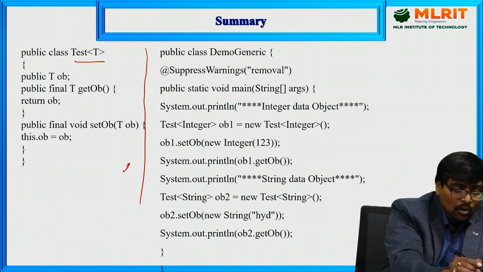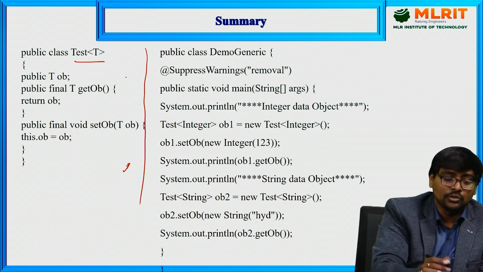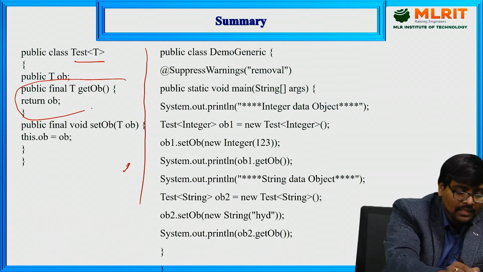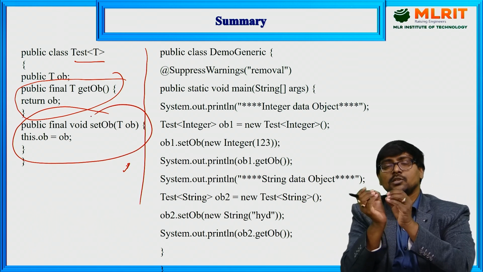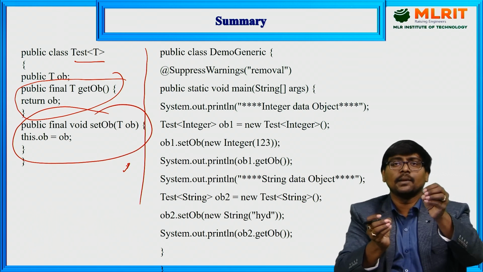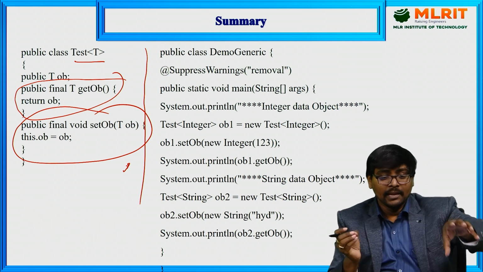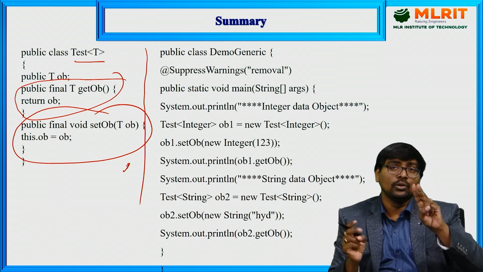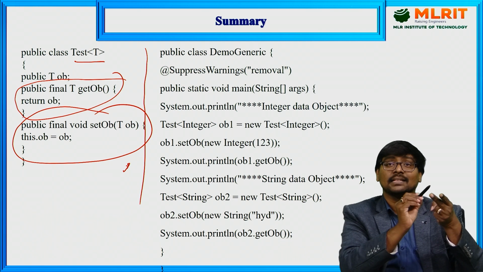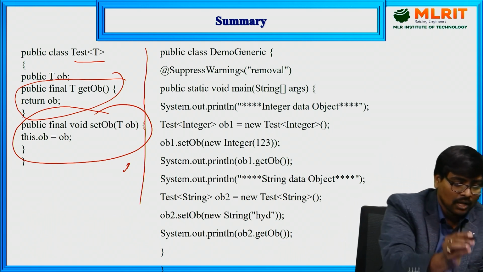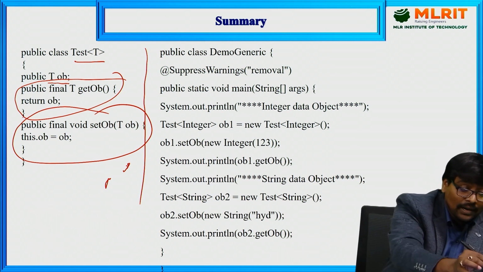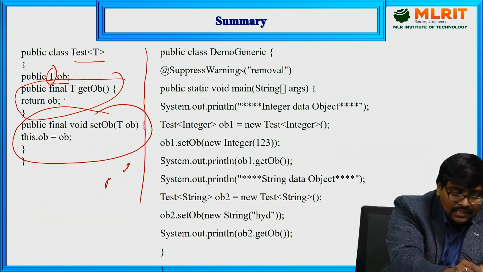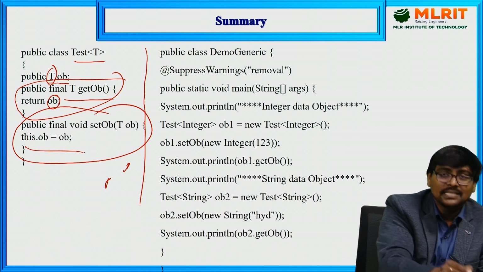Now, two methods I used. One is a getter method, another one is a setter method. You know the setter method is used for setting the value, and the getter method is used for getting the value. In this one example, I will show two things: generic classes and, at the same time, generic methods. Now see, I created one variable OB. What is the type? T. The getter method simply returns the object. The setter method sets the object.